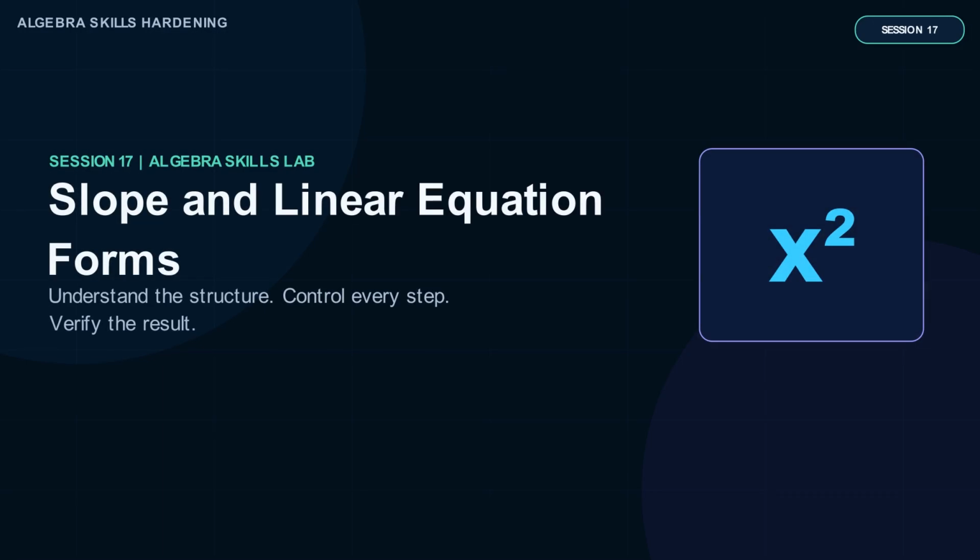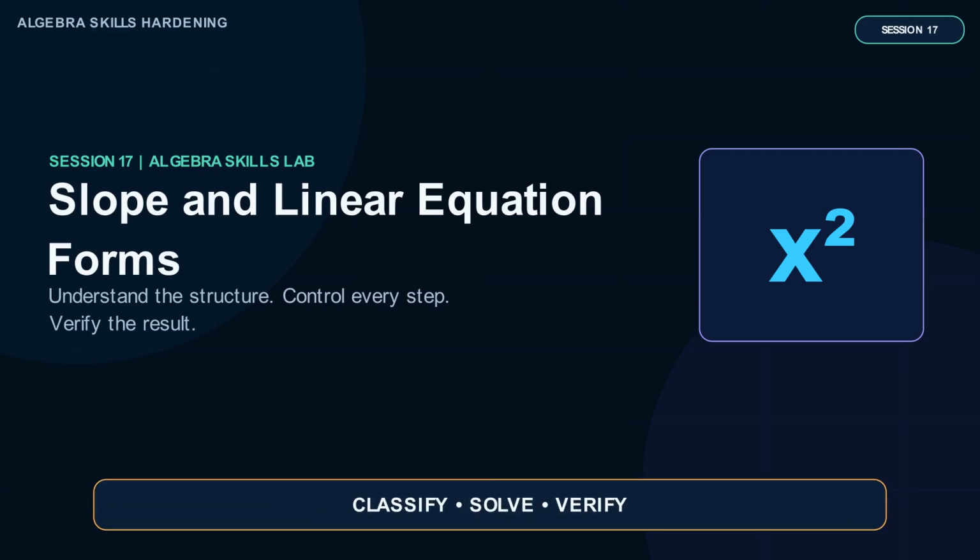Welcome to Session 17, Slope and Linear Equation Forms. This lesson strengthens algebra that remains reliable when the numbers or representations become unfamiliar. You will learn to calculate slope with consistent subtraction order, to move among slope-intercept, point-slope, and standard forms, and to write parallel and perpendicular line equations. Treat these as connected habits.